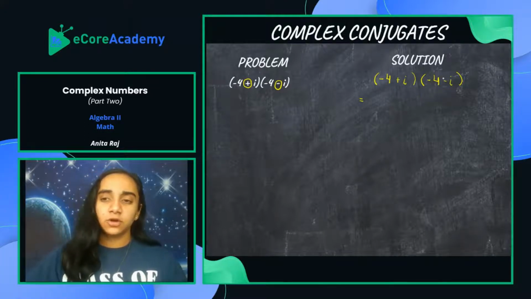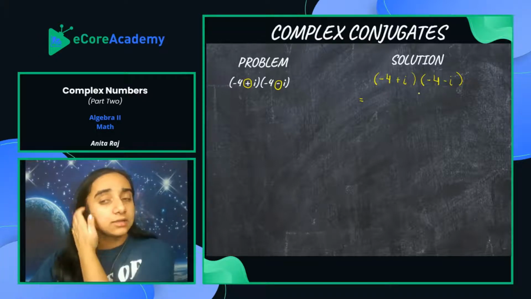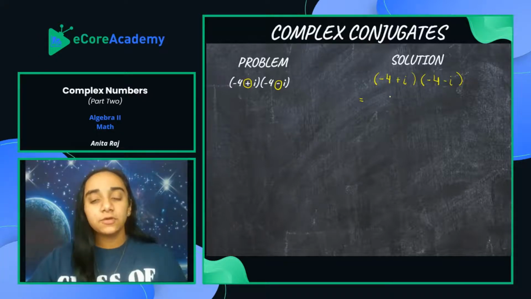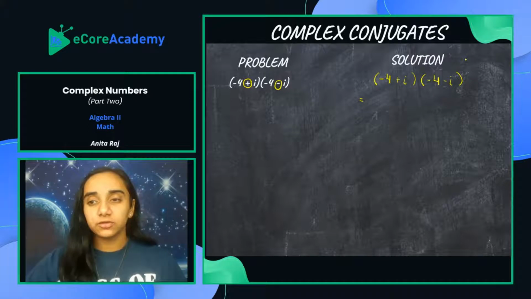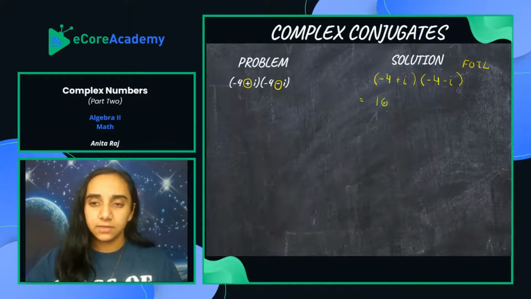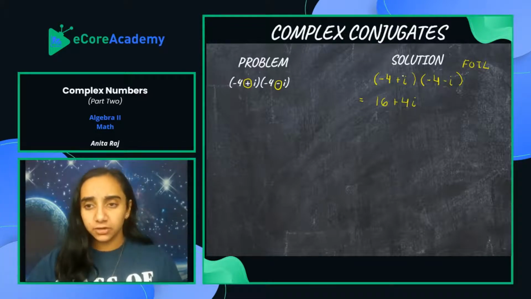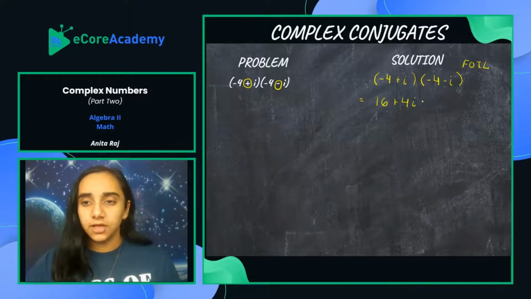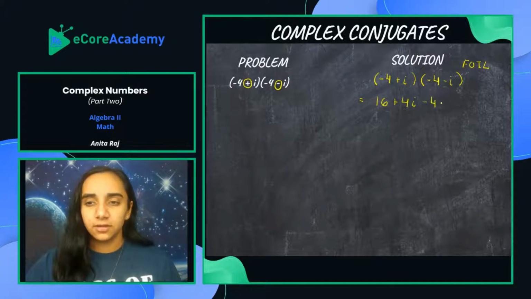We're going to solve this as we normally would, and then I'll be showing you a key concept after we solve it. First, we're just going to FOIL this, because remember, that's the concept we're going to use whenever we have complex numbers multiplied together. So we're going to have negative 4 times negative 4, first, so that's going to equal 16. Then we're going to have outer, so negative 4 times negative i is going to give us plus 4i. Then we are going to have inner, so i times negative 4, that's just going to give us negative 4i.